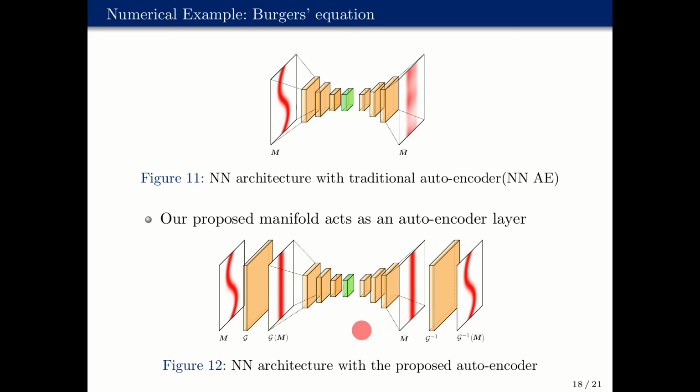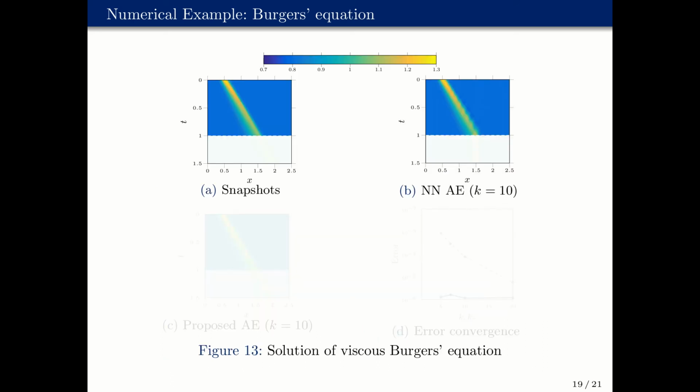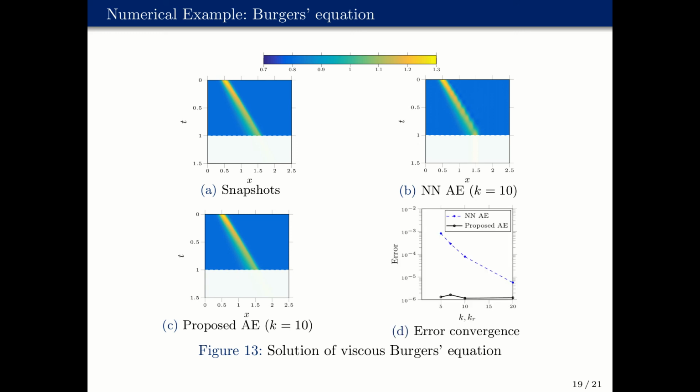So I have G, the interpolation, I have G of M, that is the mapped solution, and I train my model on G of M as data. So I have the snapshot, I have the neural network autoencoder output, and then I have the output of this proposed approach in figure 3. And if I compare the error, you see the error on this low-dimensional space is much closer to the snapshots, and the error is much lower than the traditional neural network approach.